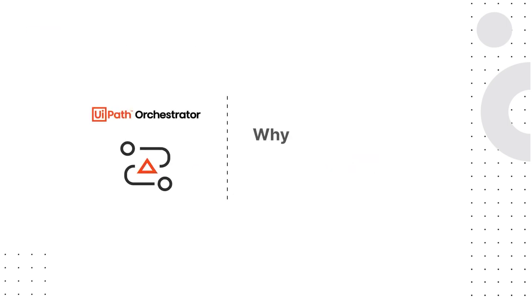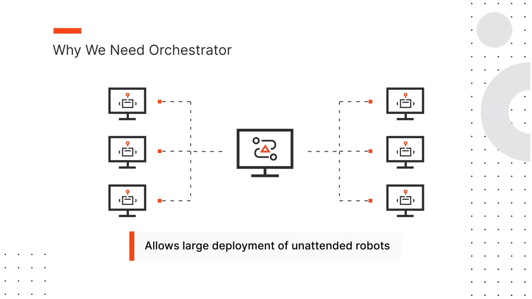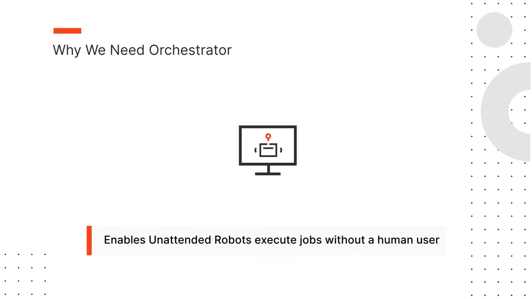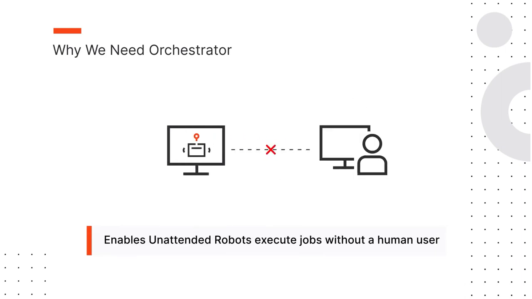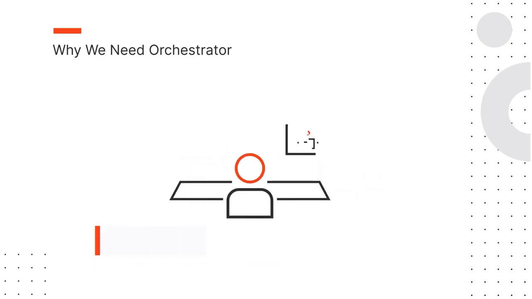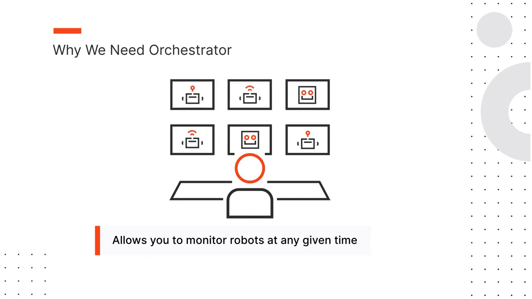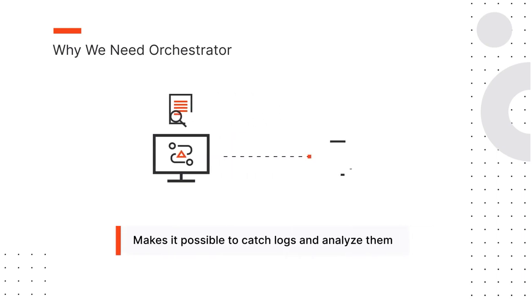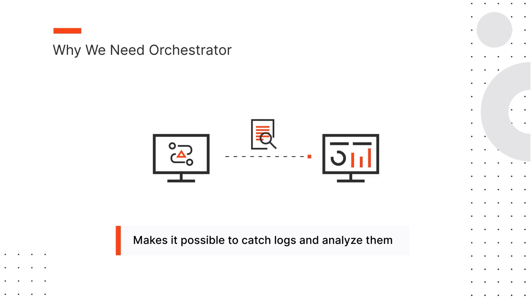A quick recap on why we need Orchestrator. It allows us to use large deployments of unattended robots. Unattended robots can do their work in executing automation jobs without the need for a human user to sign in at the start of the day. We get a full view of all of the robots and what they're doing at any given time. We have the possibility to catch the logs and use additional software to analyze them and build reporting capabilities.